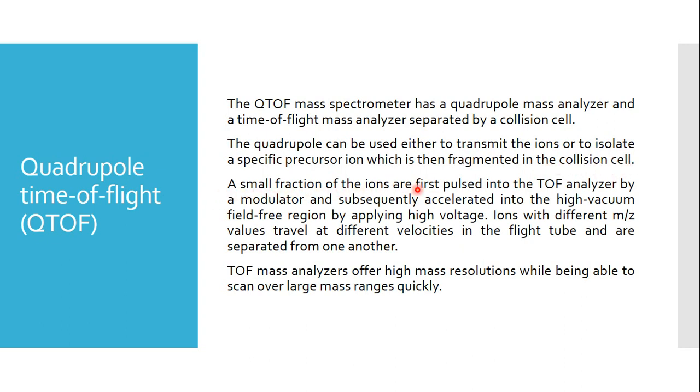A small fraction of ions are first pulsed into the TOF analyzer by a modulator and subsequently accelerated into a high vacuum field free region by applying high voltage. Ions with different m by z values travel at different velocities in the flight tube and are separated from one another. So you can say the principle is the same as that of the TOF which is used in mass spectrometry. TOF analyzers offer high mass resolution while being able to scan over large mass ranges quickly.